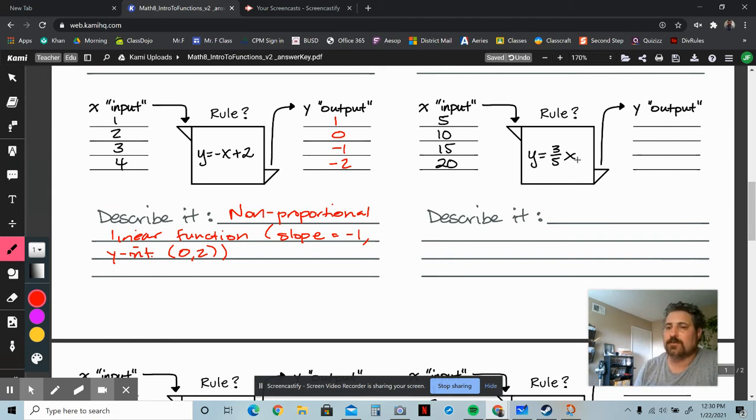This one here has no plus or minus, so this is just y equals 3/5 x. This is an example of a proportional relationship, because when x is 0, y is also 0. All right? So this is going to be not a non-proportional, but a proportional linear function. It is still a straight line that goes through the origin.